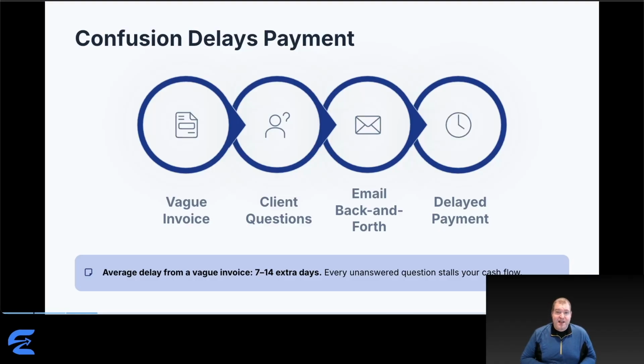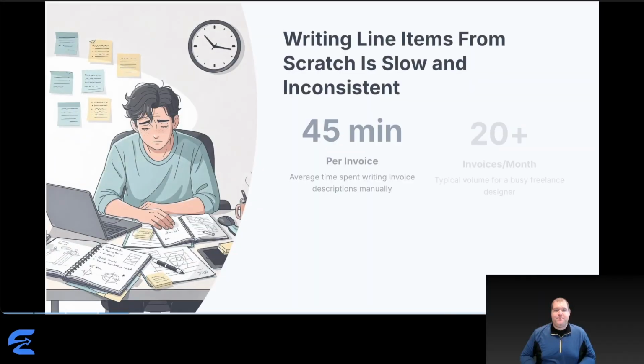That's not a difficult client. That's not a complicated project. That's a documentation gap creating a cash flow problem. And it happens on nearly every vague invoice, not just occasionally. The fix isn't a better client relationship or a longer email explanation after the fact. The fix is an invoice that doesn't raise questions in the first place.